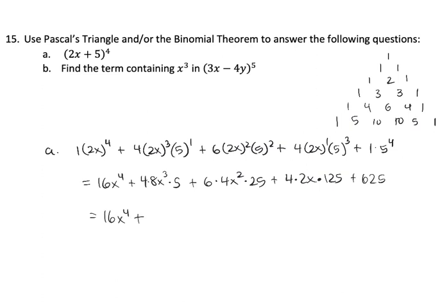So 4 times 8 times 5 is 160. And then 6 times 4 times 25 is 600. 4 times 2 times 125 is 1,000. And then 625.